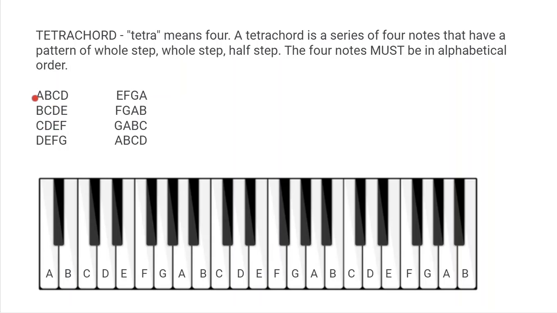I cannot have A, B, C, C. That doesn't make sense, right? I cannot have B, C, D, D, or C, D, E, F, F. I cannot skip a letter, and I cannot have a letter more than once. You will understand why I'm telling you this soon. They must be in alphabetical order.